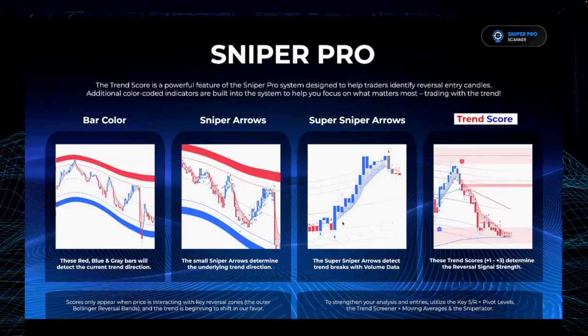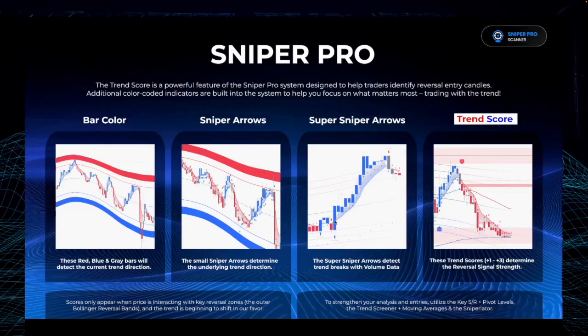Then we have our super sniper arrows. These are custom super trend based indications with volume built in. So you will have volume data, and the higher the volume at the super sniper arrow, the more likely you may see price move into that direction. So you want to look at those super sniper arrows and make sure that they are lining up with your sniper arrows and your bar color.